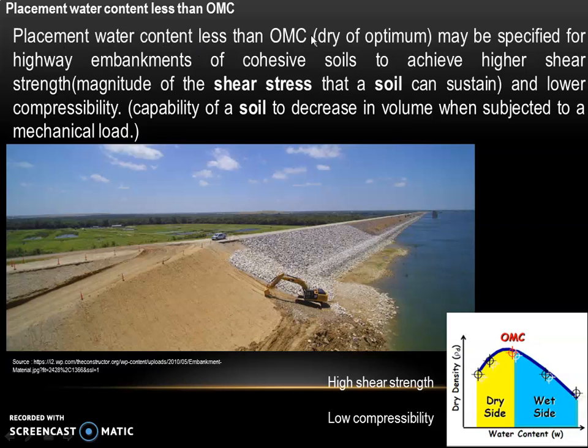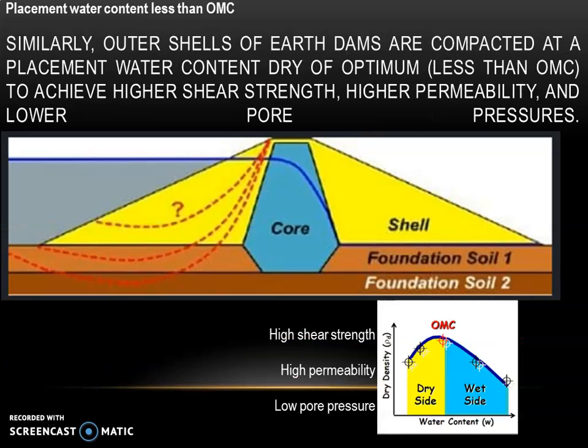The placement water content less than OMC, that is dry of optimum, may be specified for highway embankment of cohesive soils to achieve high shear strength. Shear strength is nothing but the magnitude of shear stress that a soil can sustain. And also the soil should have lower compressibility. Compressibility is the capability of a soil to decrease in volume when subjected to mechanical load. So the soil used for embankment construction is usually compacted to dry of optimum in order to achieve high shear strength and low compressibility.